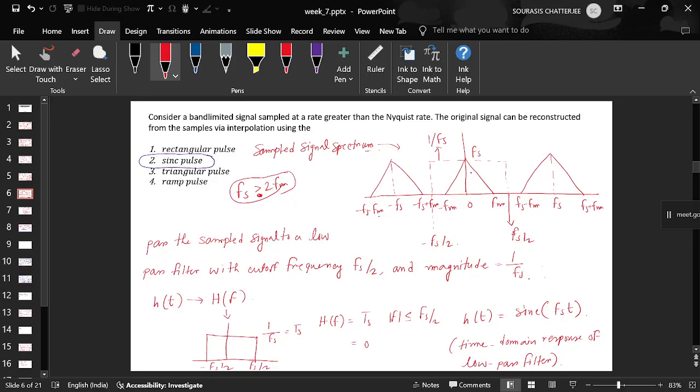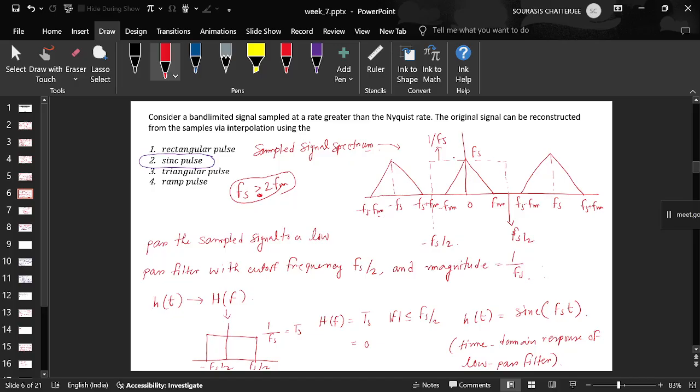So what you need to do is pass this sampled signal through a low pass filter of cutoff frequency Fs by 2. Fs by 2 is going to be somewhere here, between Fm and Fs minus Fm. When you pass this through a low pass filter, it filters out these two components, that is, it blocks these two and lets pass only this one.